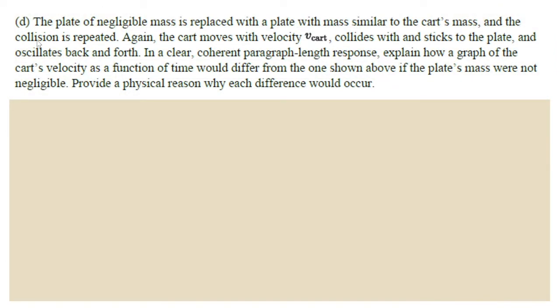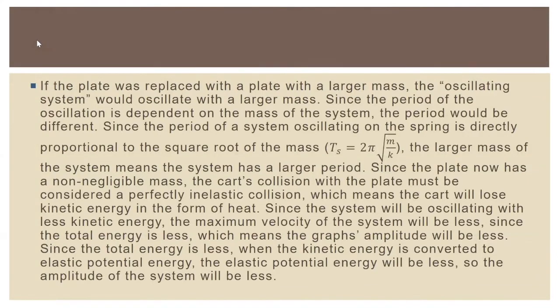So my answer to this one is a little long, but there's a lot of detail that needs to be given in this answer. This is a 6-point question. So the first thing I wrote here is, if the plate was replaced with a plate with a larger mass, the oscillating system would oscillate with a larger mass. Since the period of the oscillation is dependent on the mass of the system, the period would be different. That's just a fact. Now, I decided to talk about period first here because I thought we could just knock that out, talk about the equation, sort of one contained idea. It's a pretty easy thing to just mention first.